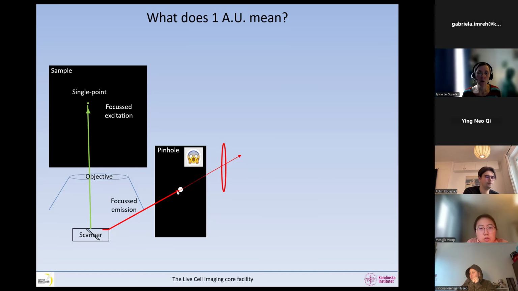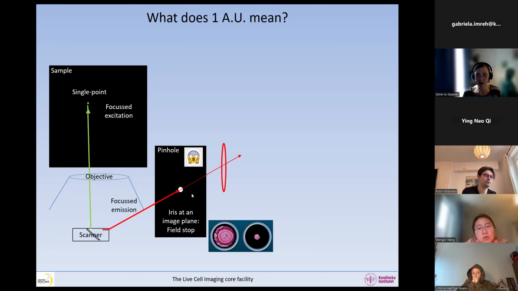And so what happens in here is that we're blocking all the light that comes out of focus. If you remember, this pinhole is actually placed at an image plane, so this is a field stop. Whether the pinhole is more open or more closed, it acts as a curtain around the point spread function, because this is what we have. This is an image of a sample of our tiny spot here, so it has the point spread function shape.